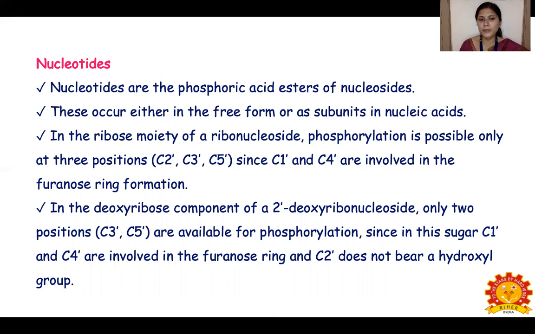One is C2', C3', and C5', since C1' and C4' are involved in the furanose ring formation. In the deoxyribose component of a 2' deoxyribonucleoside, only 2 positions are available, that is C3' and C5'. Okay. So in case of RNA, 3 positions, but in case of DNA, we have seen only 2 positions are available for phosphorylation, since in this sugar C1' and C4' are involved in the furanose ring, and C2' does not bear a hydroxyl group. So that's why it will not participate.